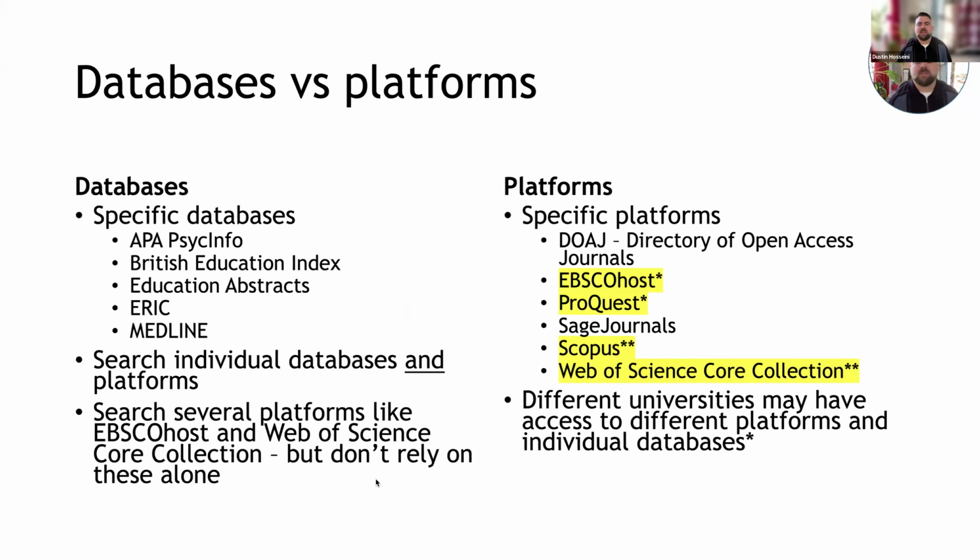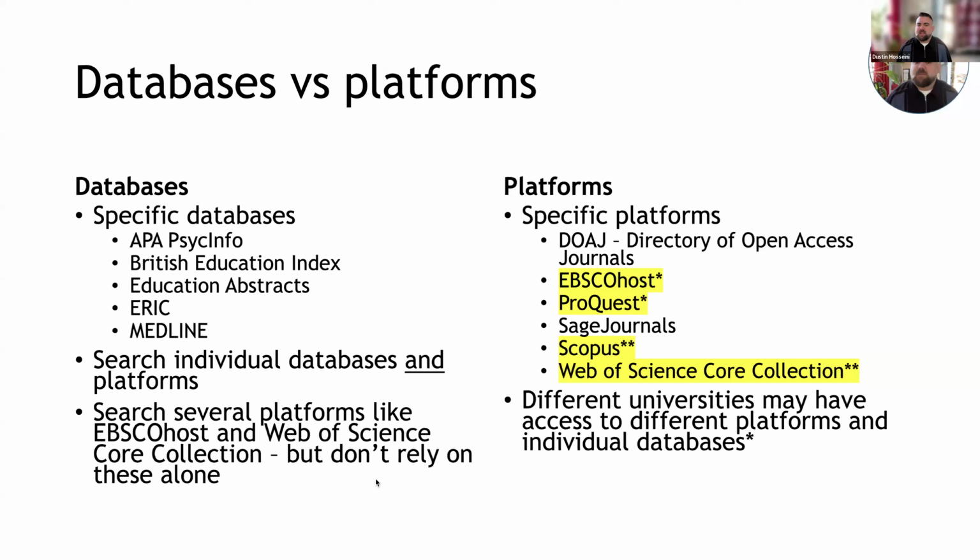So now this is important: databases versus platforms. Platforms are probably the ones that you see the most. They're probably the most visible. So for example, we probably know EBSCOhost. You've probably heard of ProQuest, but also Web of Science Core Collection, Scopus, the Directory of Open Access Journals, and Sage Journals. Now, all of these are platforms in that they're kind of super databases. They link out to specific databases, such as ERIC or Education Abstracts or Medline.